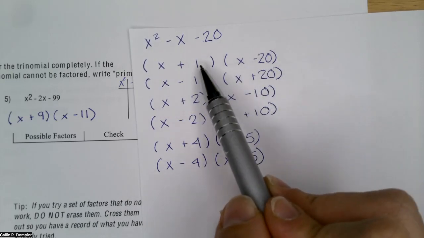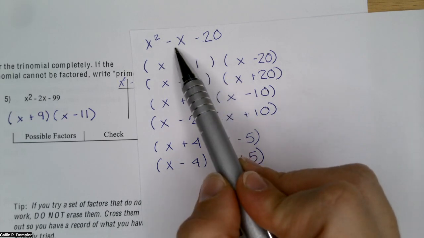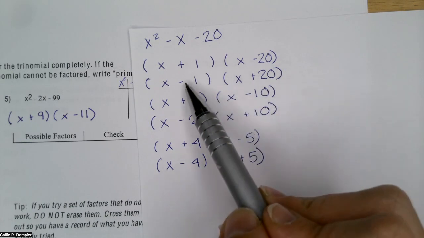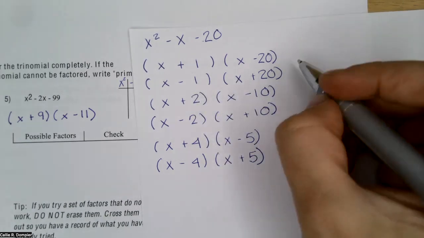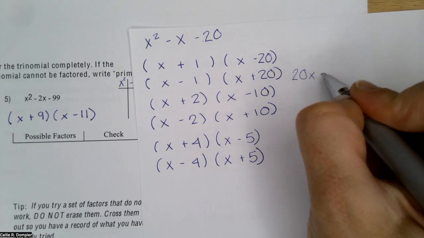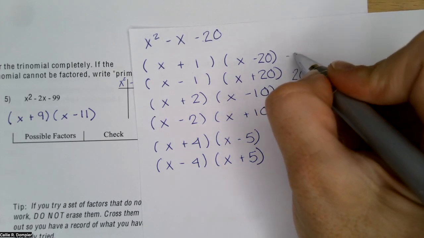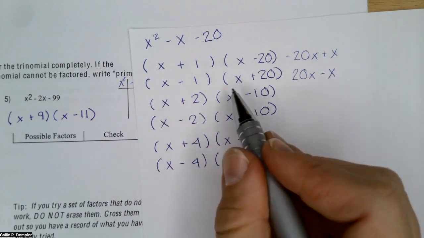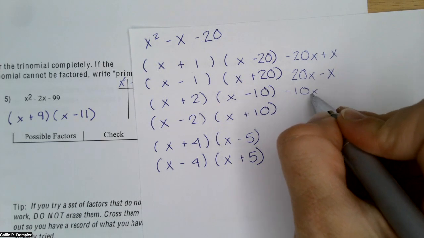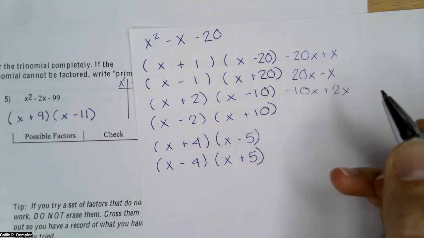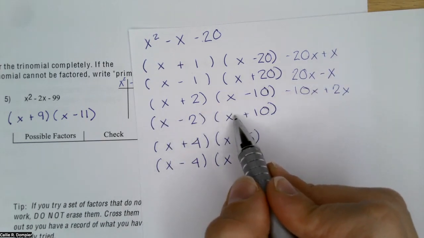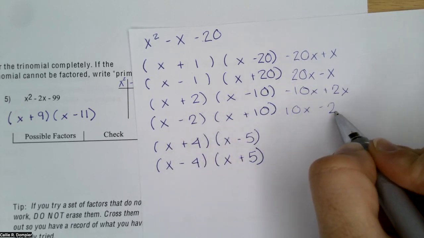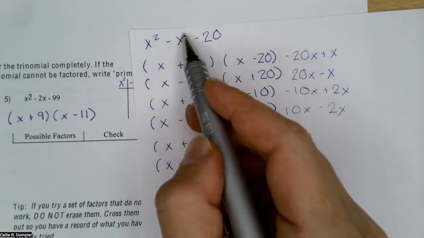Negative 20x plus 1x is not going to give me a negative x. Same here. First outside is 20x, inside is negative 1x, so that would be 20x minus 1x. This would be negative 20x plus 1x. Here we've got first outside negative 10x plus 2x. Here we've got first outside 10x, inside negative 2x. So I'm trying to find negative x.